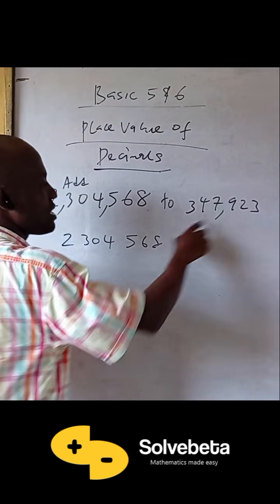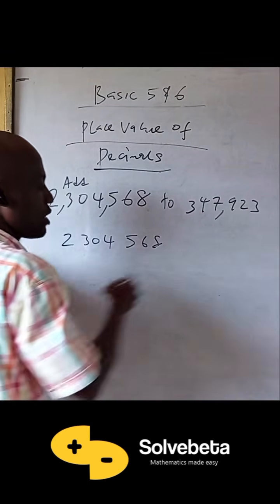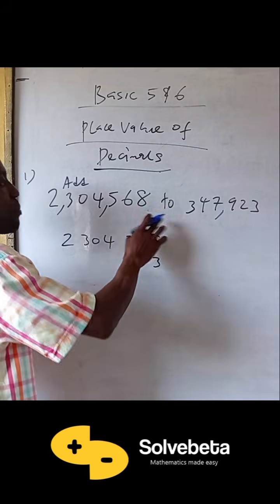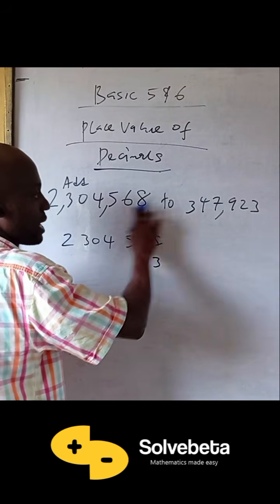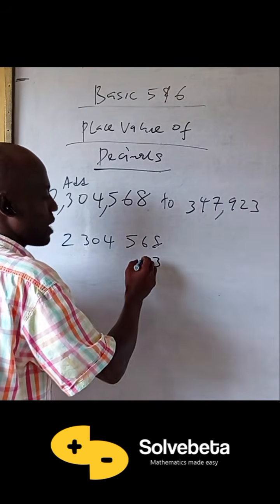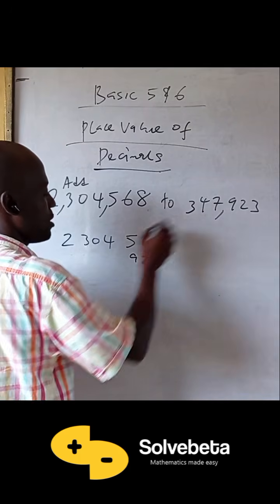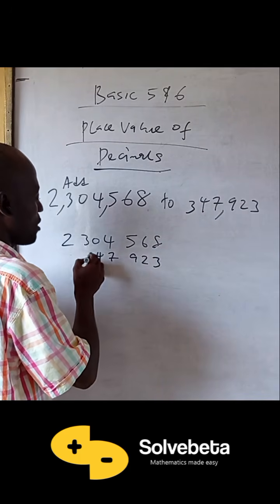So what's the place value of 8 here? Unit. What's the place value of 3 here? Unit. So I have 3 here. What's the place value of 6 here? Tens. What's the place value of 2 here? Tens. So I write it like this. You can follow that.